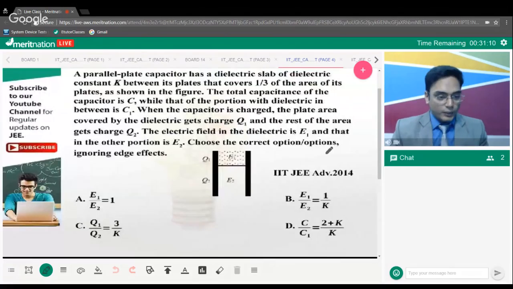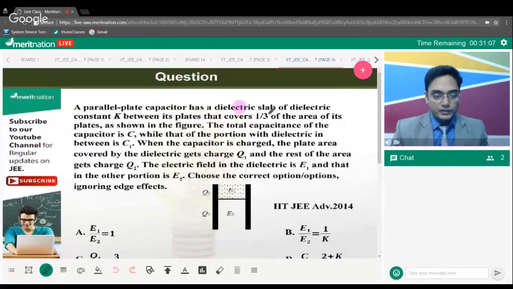Here, a parallel plate capacitor has a dielectric slab of dielectric constant K between its plates that covers 1/3 of the area of its plates. Means it is given that the dielectric is filled, but not over the whole area. This area is just A/3. So the remaining area will be 2A/3. If we add these two, the net area is A/3 and 2A/3.